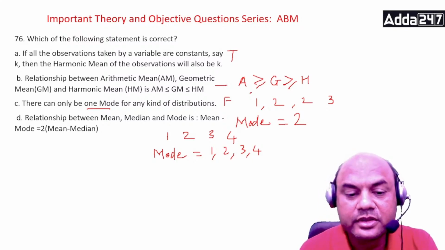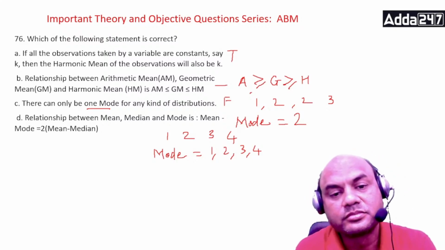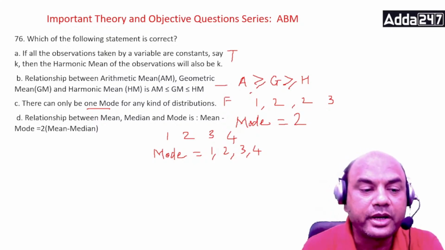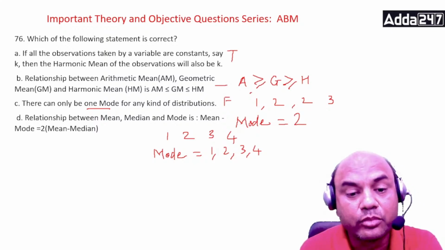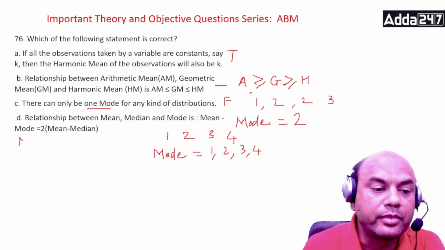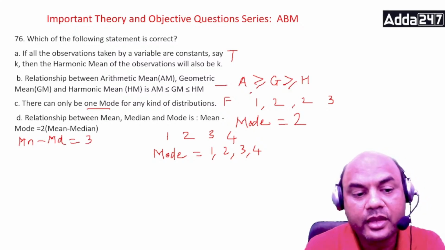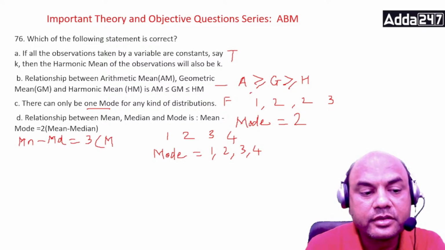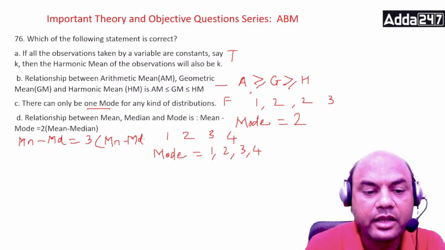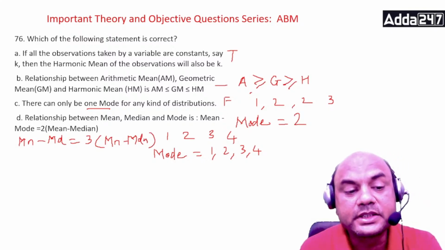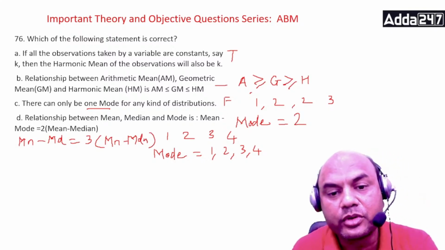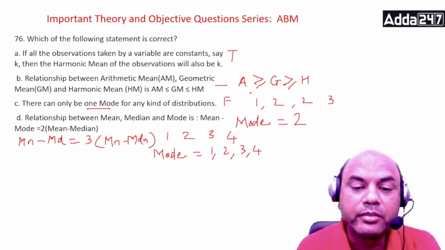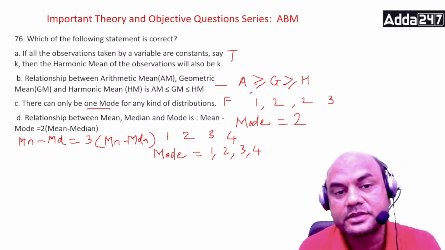Is it so? What is the answer? The real answer is mean minus mode equals 3 into mean minus median. I'll write it as mean minus mode equals 3 into mean minus median. This is the exact relation, and this is the exact answer.